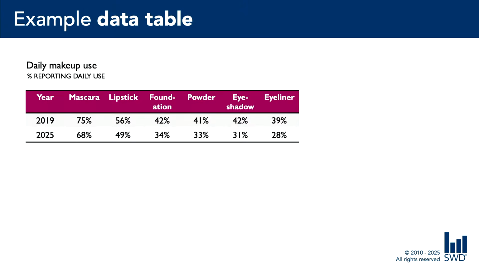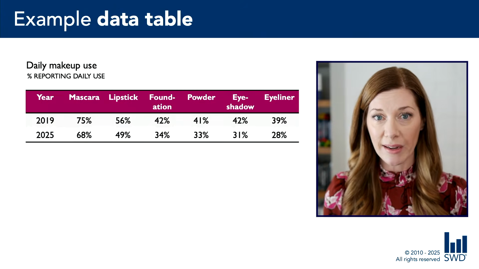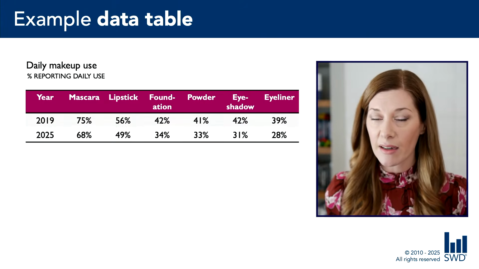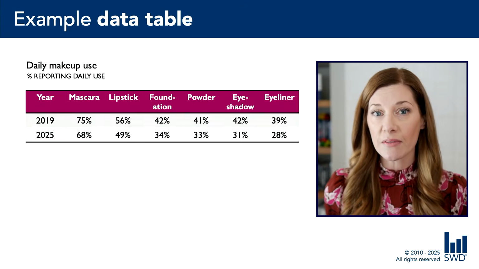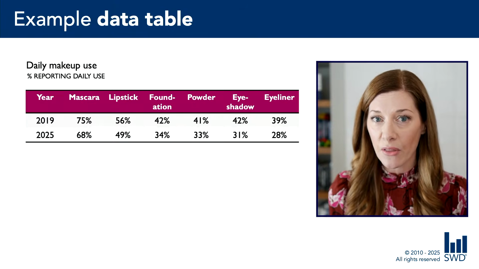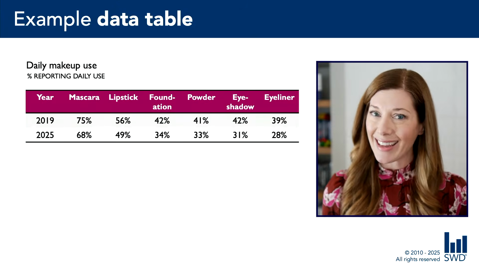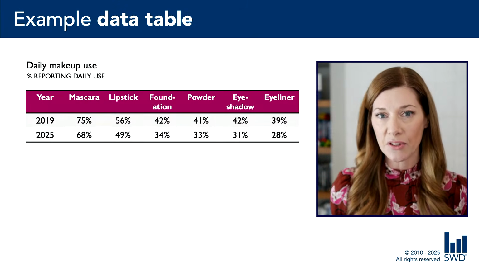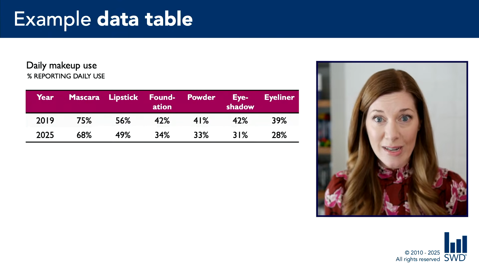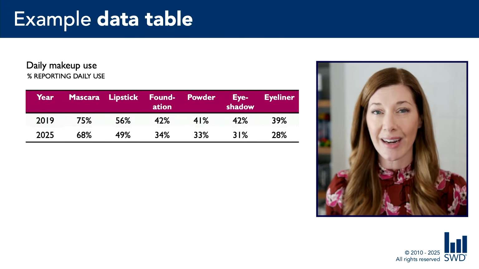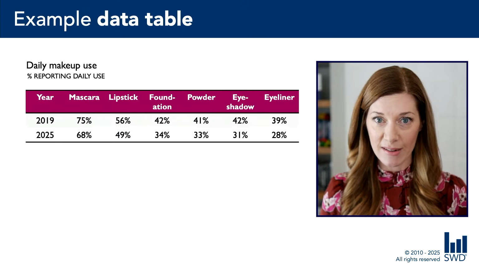Here is a simple table. It's titled Daily Makeup Use and shows the percent reporting daily use. We see types of makeup across the top, mascara, lipstick, and so forth, and 2 rows of data, one for 2019 and another for 2025. Notice this is a super simple table, and yet it takes quite a lot of cognitive processing. If you're like me, I'm scanning across rows, reading the numbers, trying to remember them so that I can compare them to other numbers. A highly taxing cognitive process.